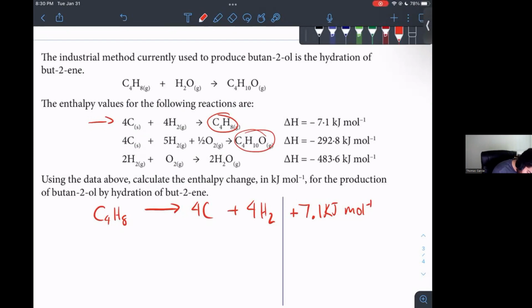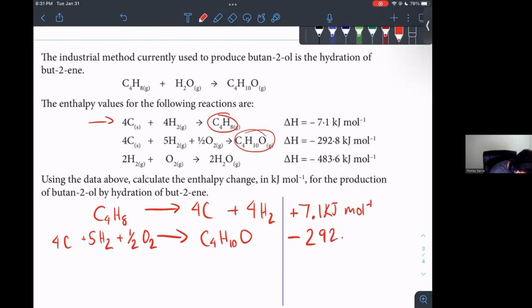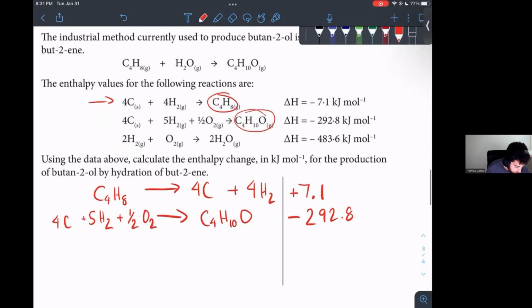So I'm going to go ahead and do the same problem for C plus 5H2, and I'm actually going to move these over a little bit. Plus 1/2 O2 reacts to form C4H10O. And now I did not change this problem at all, so I'm going to keep the sign as is, 292.8. Now, for the sake of keeping things clean, I'm going to remove the kilojoules per mole inverse. I just want my values and tables to look cleaner.